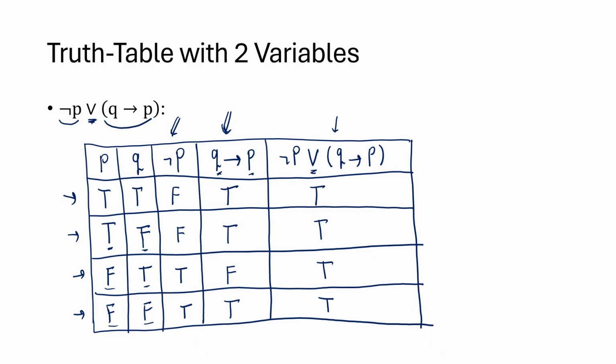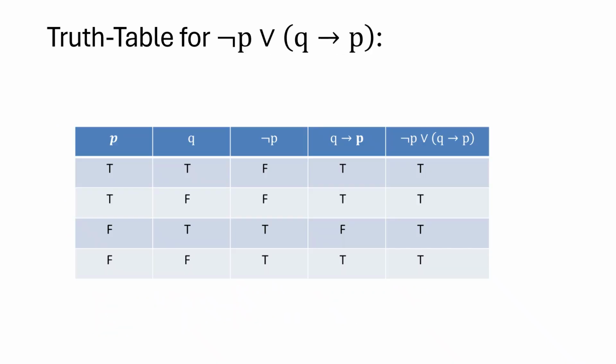And again, if you remember from previous videos, when we draw the truth table for a formula and the column representing that formula is always true, then that formula is called a tautology. So we can see from this truth table that our formula, not P or if Q, then P, is actually a tautology. So yeah, here's the truth table in a nicer format for you. And as I said, in the next example, we are going to look at a formula with 3 variables.